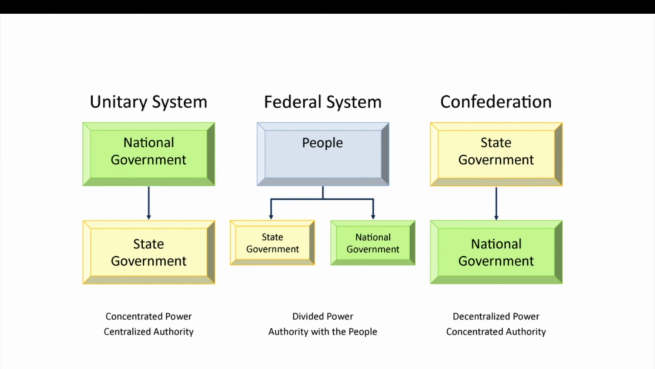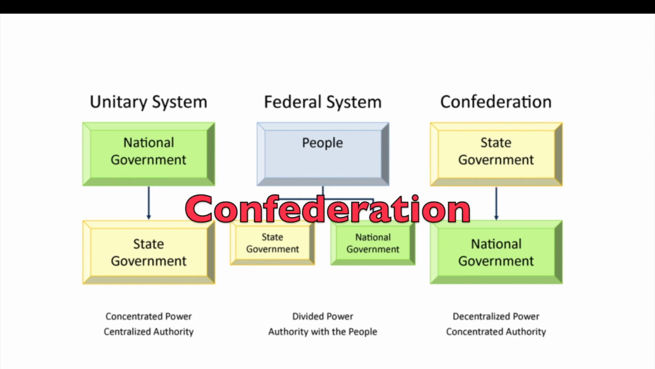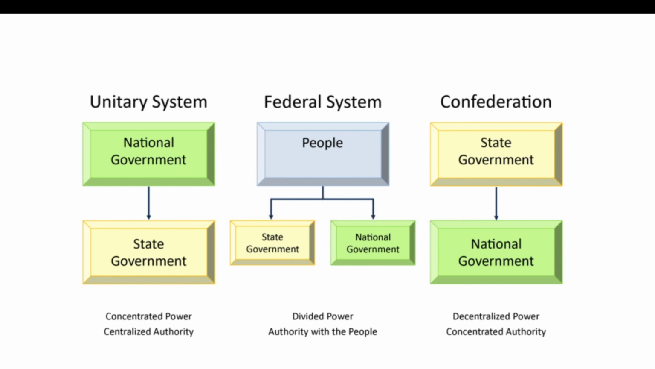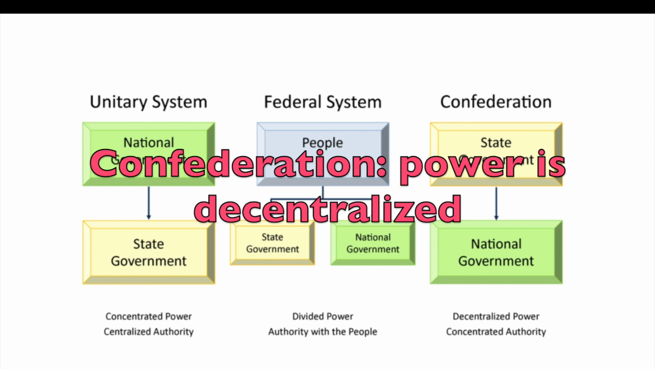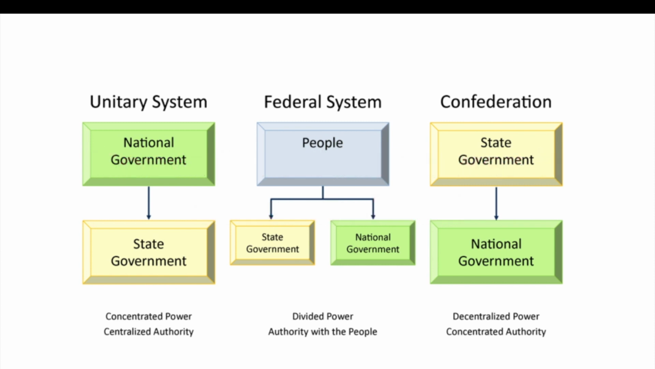Now, in a confederation form, the most important government is the state government or regional governments. Power is decentralized. So there's not a strong national government like in a unitary form. States have most of the power, and they are held together by a loose alliance in the form of a national government. So in a confederation, in many cases, states act as independent countries held together loosely.